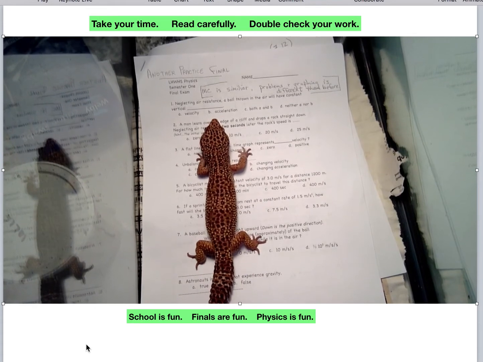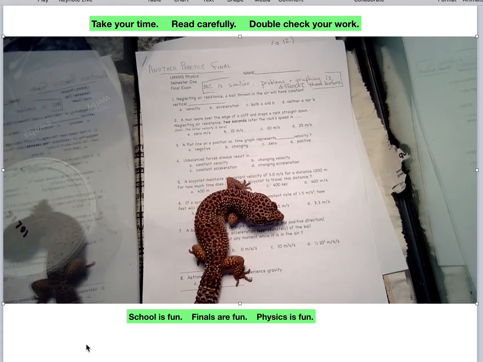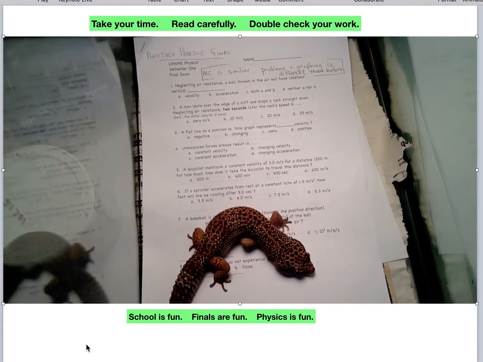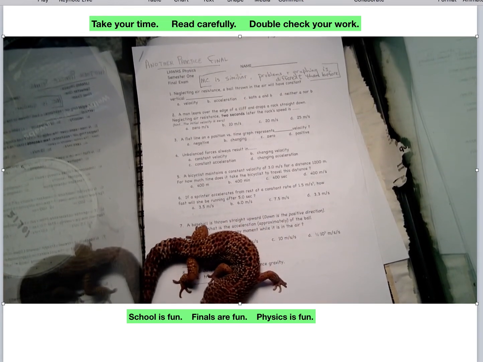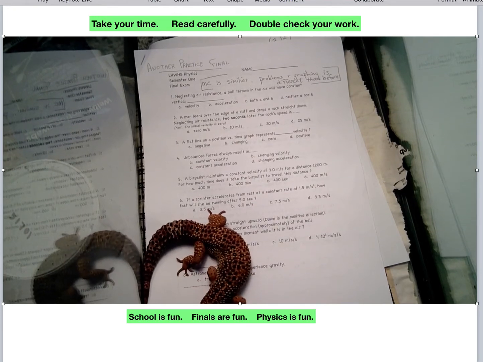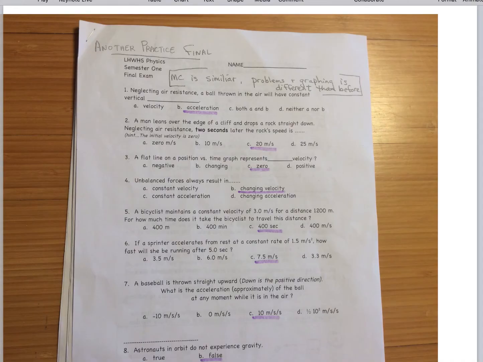I will try to write this exam so that 2 hours allows you to work at a comfortable pace, allows you to finish everything, and does allow you to kind of double check everything. So you will start with some multiple choice that will be similar to these practice finals.